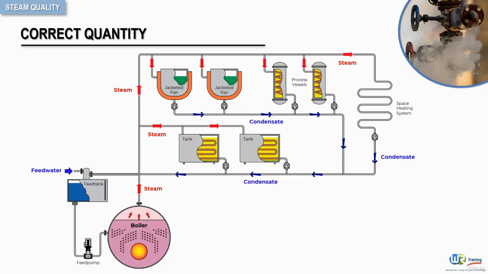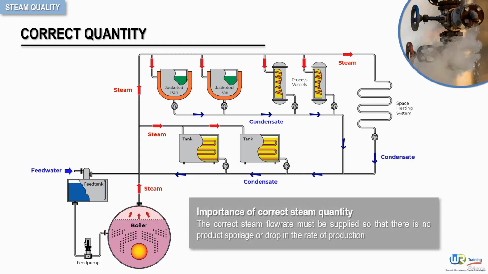The correct quantity of steam must be made available for any heating process to ensure that a sufficient heat flow is provided for heat transfer. In a similar way, the correct flow rate must also be supplied so that there is no product spoilage or drop in the rate of production. Steam loads must be properly calculated, and pipes conveying steam must be correctly sized to achieve the flow rates required. This will be discussed in detail further ahead in the sizing section.